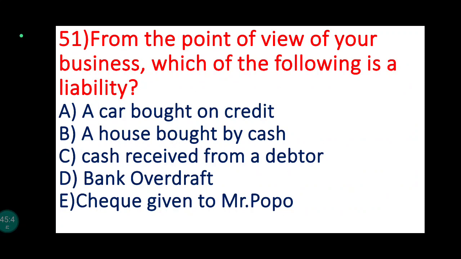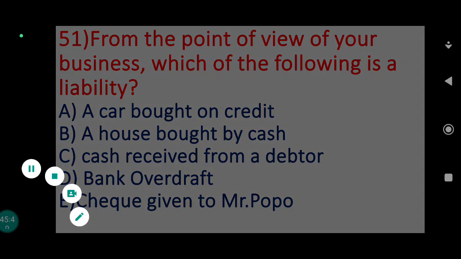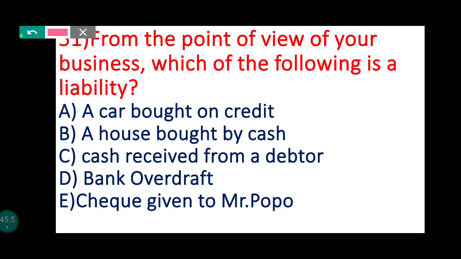51. From the point of view of your business, which of the following is a liability? So here if you see the options, you will find two answers. If a car is bought on credit, it is a liability. And bank overdraft, if the amount withdrawn is more than the bank balance, it is known as a liability. See, if a house is bought by cash, cash received from a debtor, cheque given, it is not a liability.